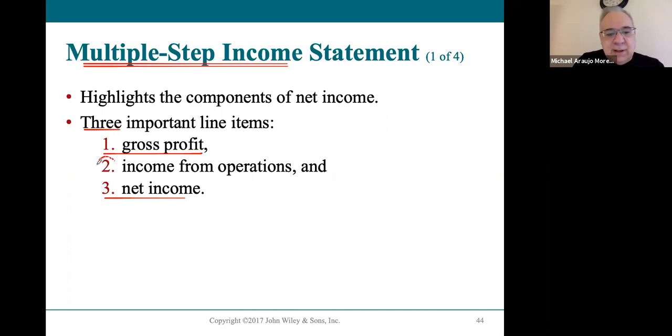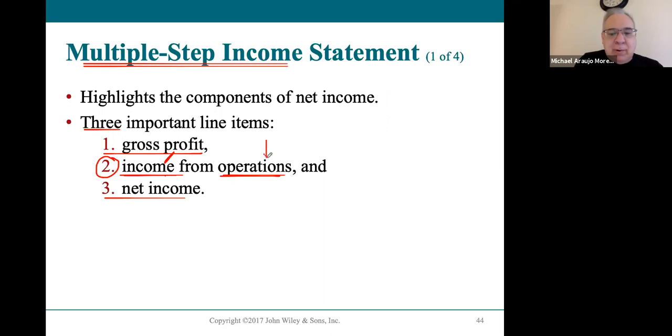But the second part is very interesting, because what the multi-step income statement does is separate the main operating of the business from everything else the business does, and tells you how profitable the core business is. Remember, the word income and the word profit mean the same thing. These are interchangeable terms, right?